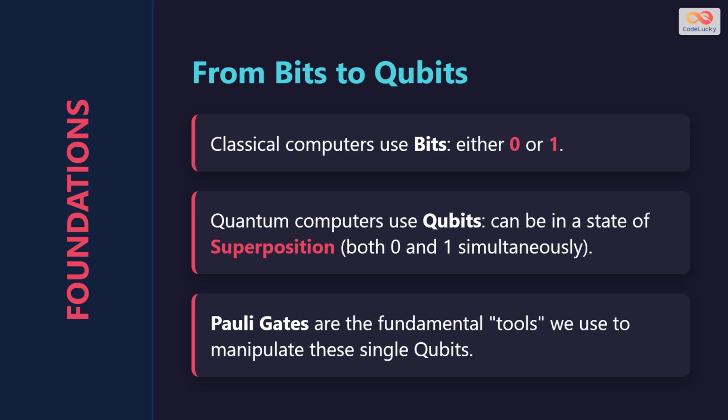Before we dive into the math, let's ground ourselves. Classical computers work with bits that are strictly 0 or 1. Quantum computers use qubits, which can exist in a superposition. Pauli gates are simply the tools we use to manipulate these single qubits.